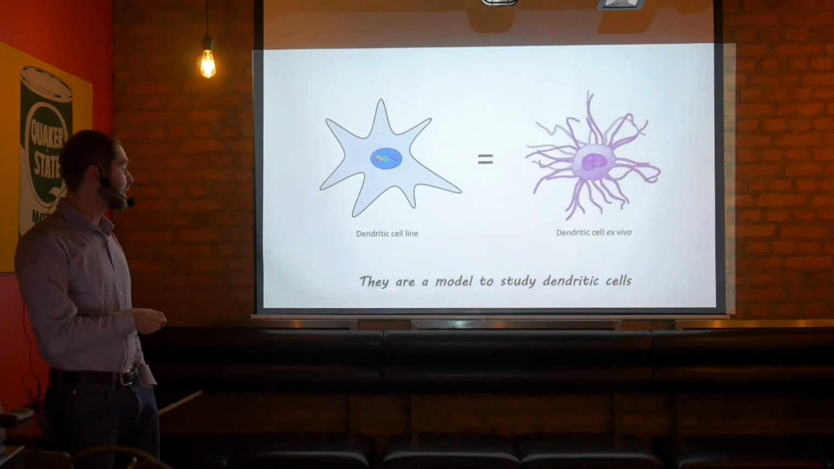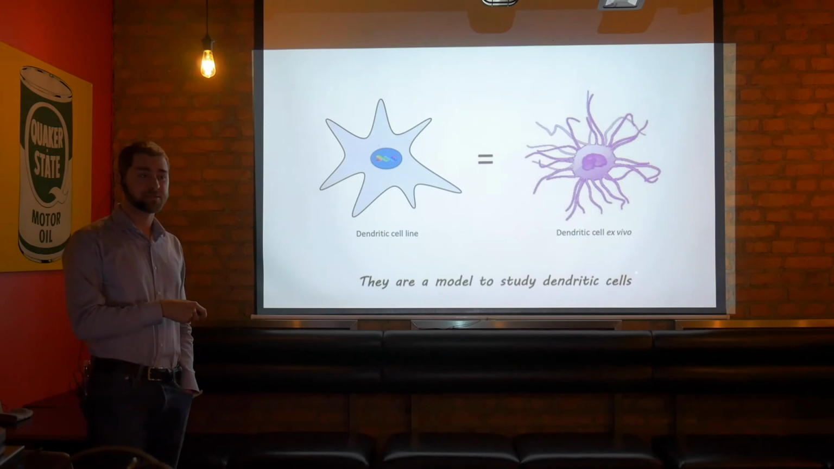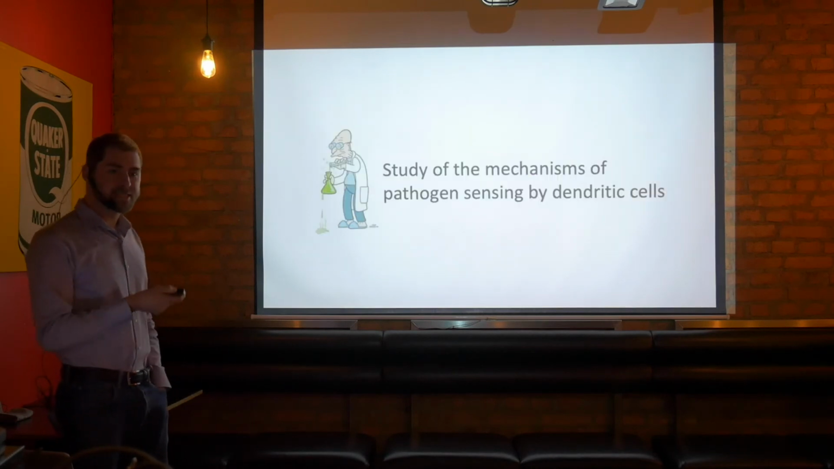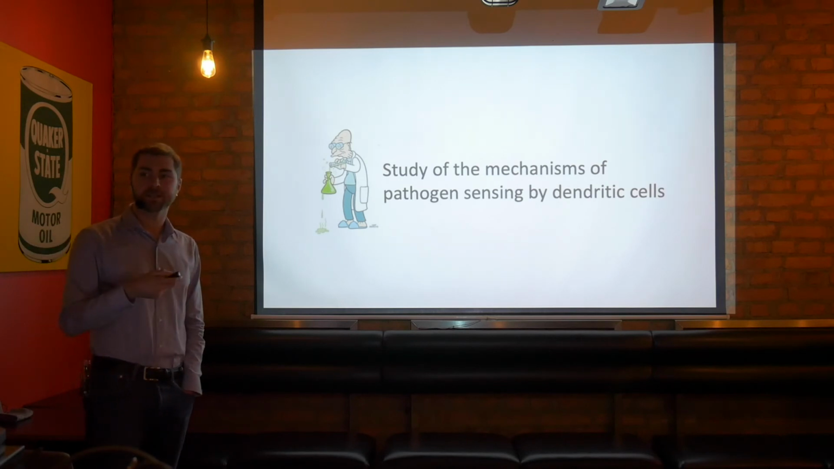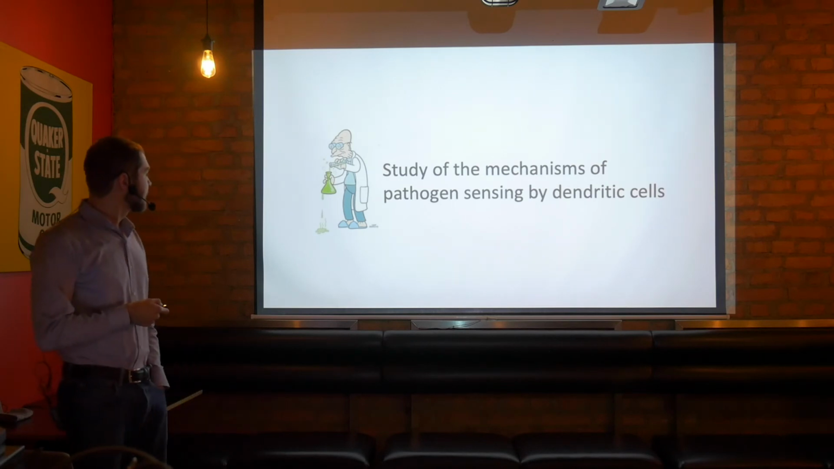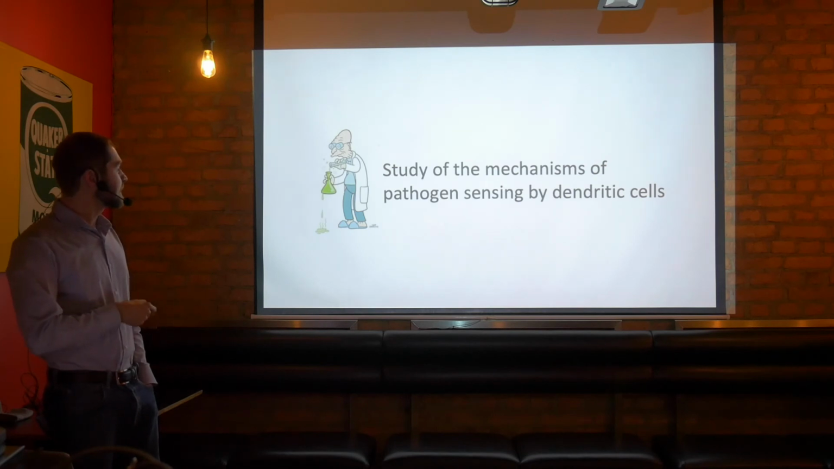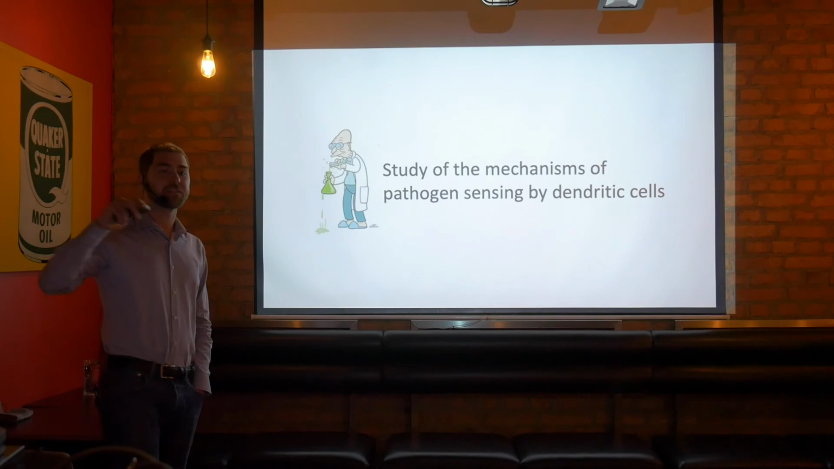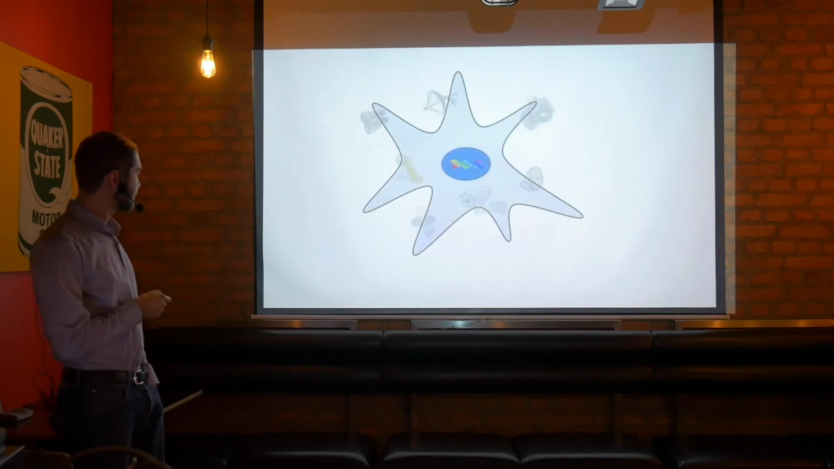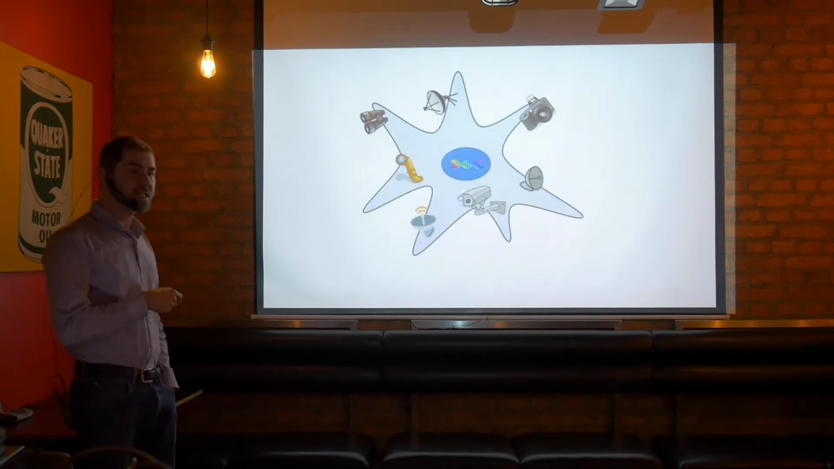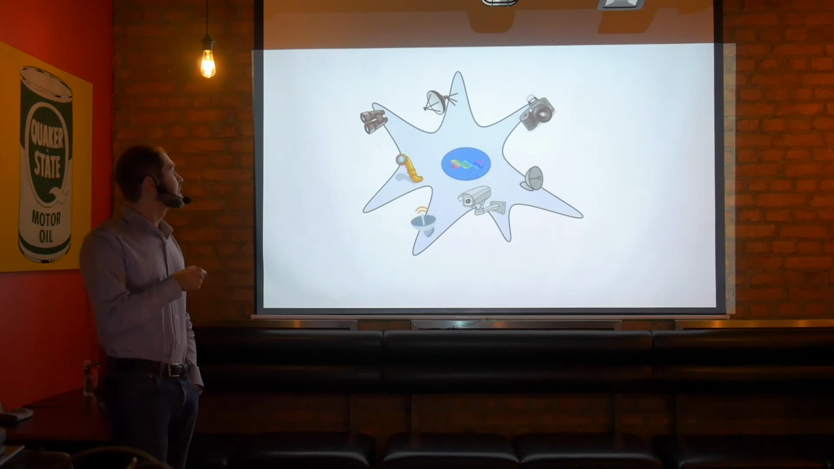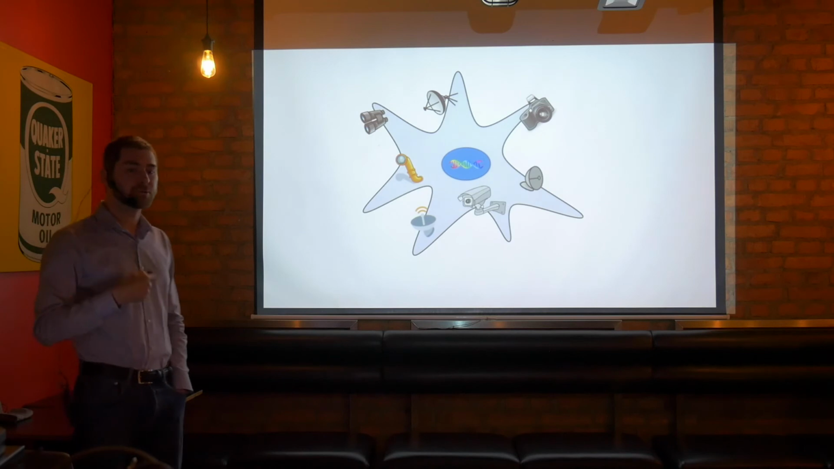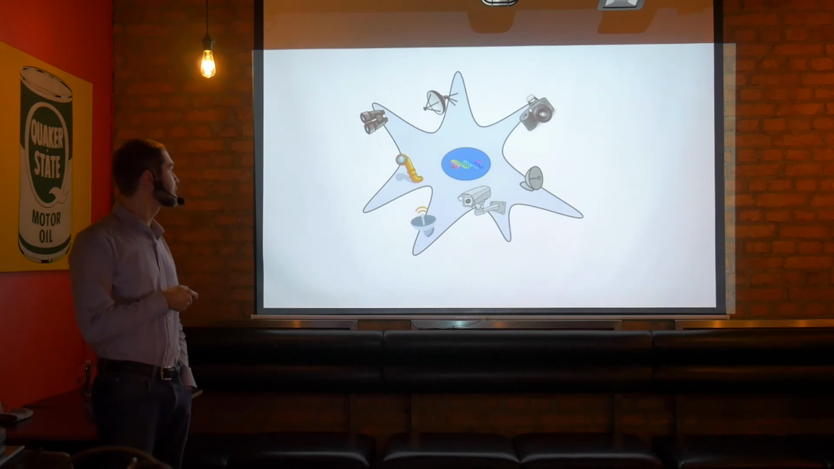So now we have a good model to study dendritic cells. What can we do with this model? I will give you two examples of projects that are currently running in the lab. The first one is the study of the mechanism that dendritic cells use to feel the presence of pathogens. We know that dendritic cells, fresh dendritic cells, and other immune cells have receptors that allow them to recognize the presence of pathogens.